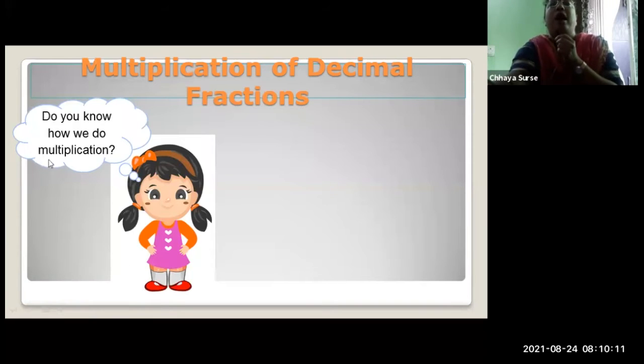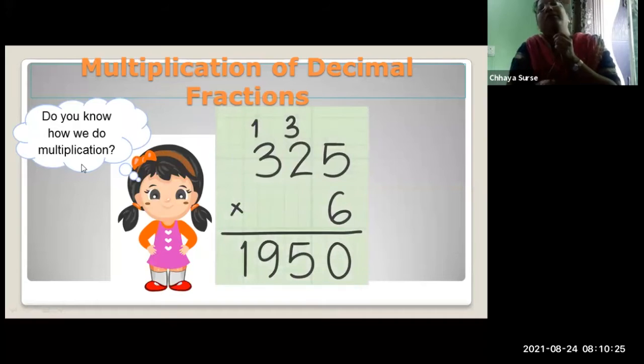Do you know how we do the multiplication? You know very well how to multiply. Yes, students? Can you do the multiplication? Now this is the first sum: 325 multiplied by 6. This is a simple multiplication.